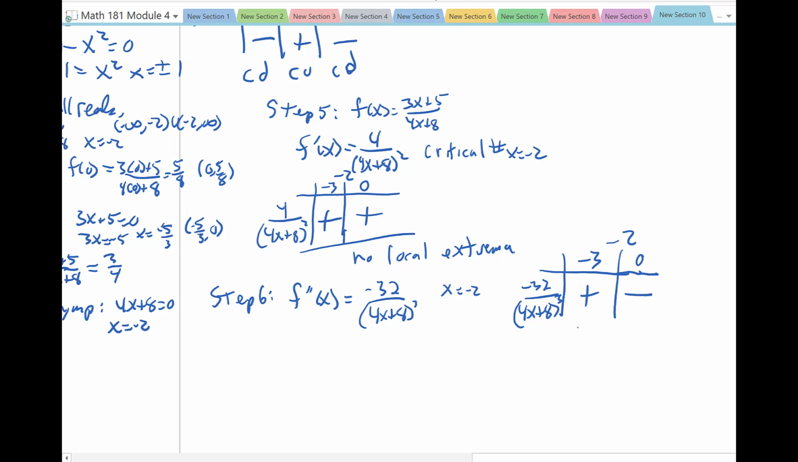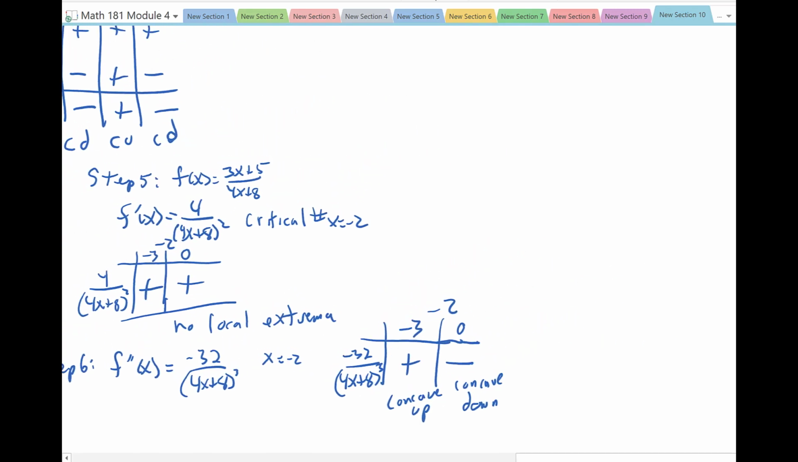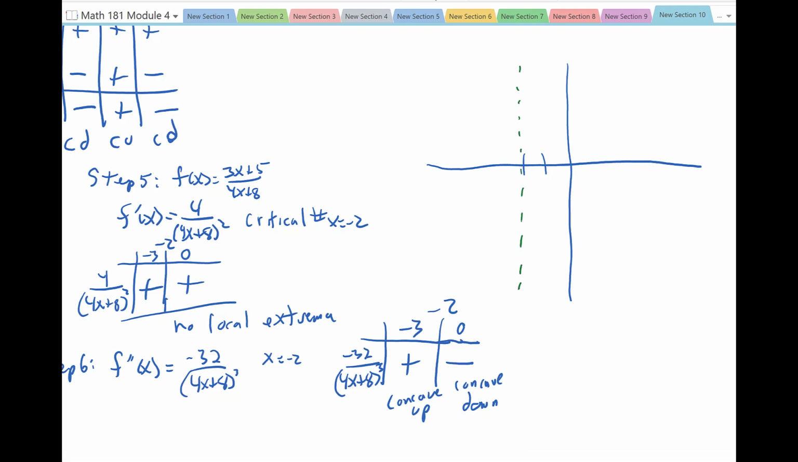So this means that this is concave up, and this is concave down. And I think I'll just finish off by graphing it here. So a couple things we know. At negative 2, we have a vertical asymptote. At 3/4, so 0.75, we have a horizontal asymptote.